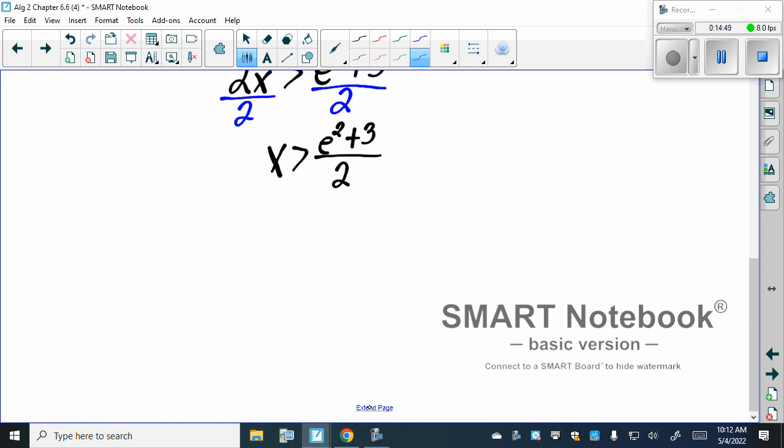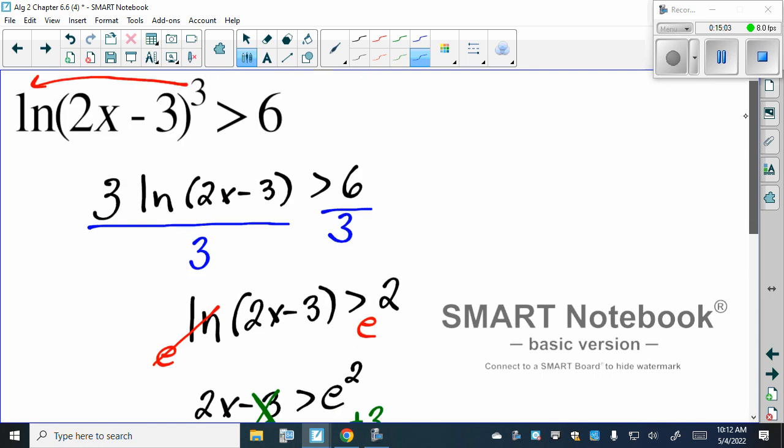Close. We do need to make sure none of our restrictions are being violated, because the 2 that we did before were exponentials. In an exponent, we can have positive, negative, 0. We can have any real number. Here, we're dealing with a logarithm. So what's inside, 2x minus 3, has to be greater than 0.